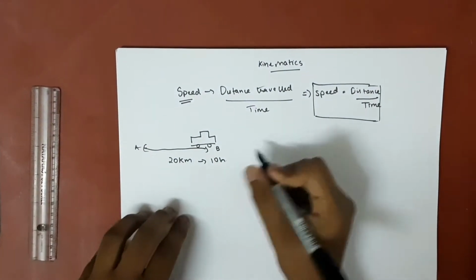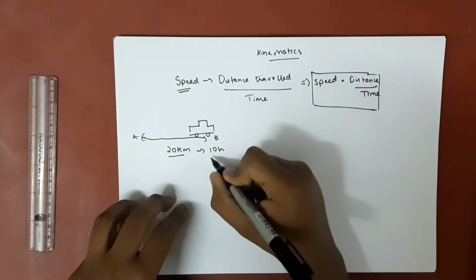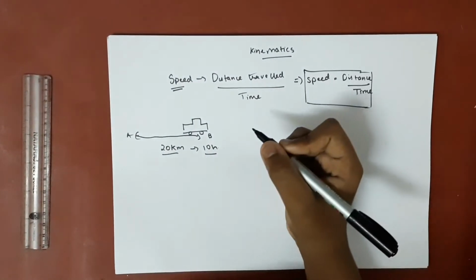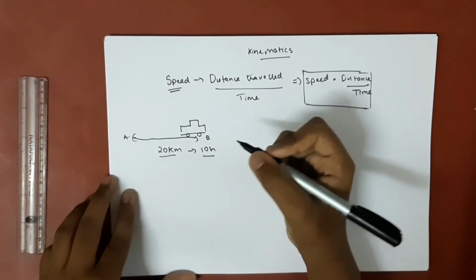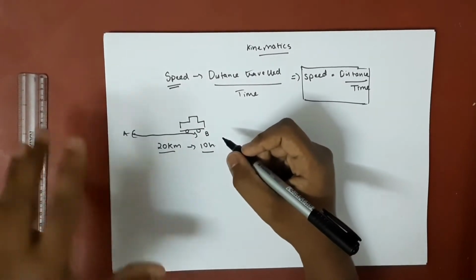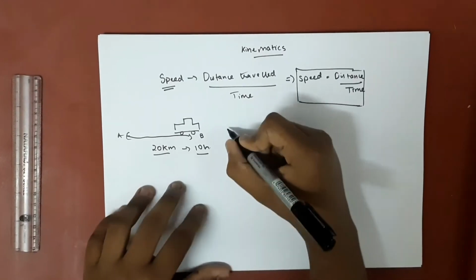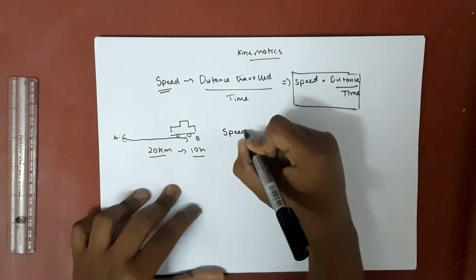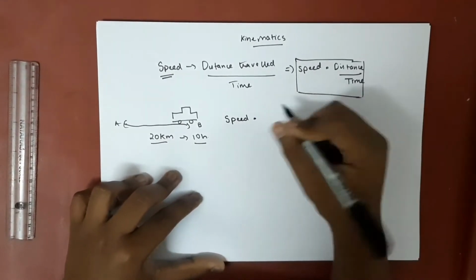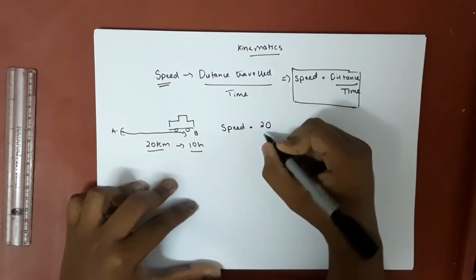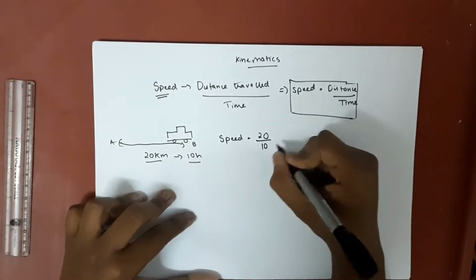Firstly, logically, when we look at 20 kilometers in 10 hours, we can say that he's moving really slow. So his speed is very less. Now, let's use the equation of speed. As we can see, speed is equal to distance by time. So speed is equal to 20 by 10.